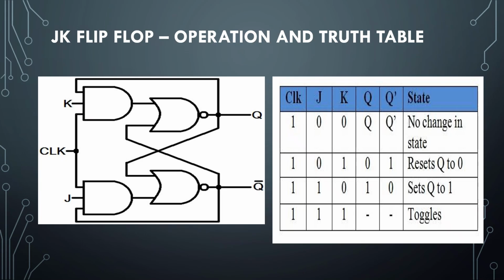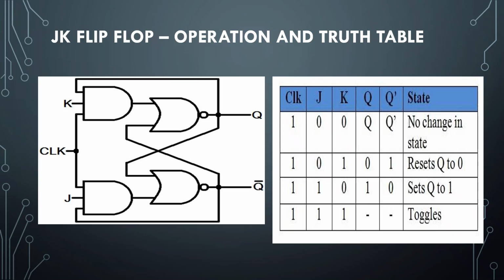When the clock is 0, the flip-flop holds its current state regardless of the J and K inputs. When the clock is 1, J equals 0, K equals 0, no change, the flip-flop maintains its state. When J equals 1, K equals 0, the flip-flop sets, outputting a logic 1. When J equals 0, K equals 1, the flip-flop resets, outputting a logic 0.